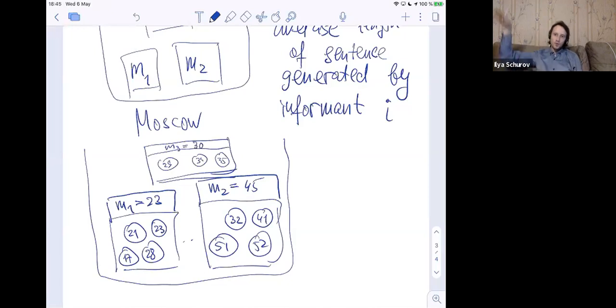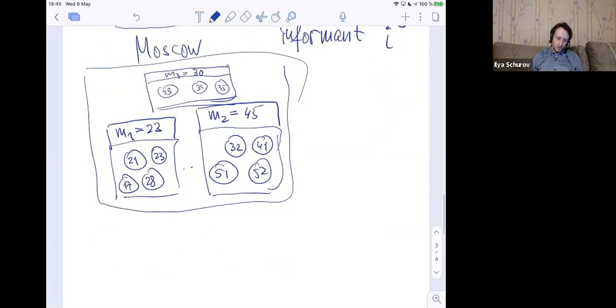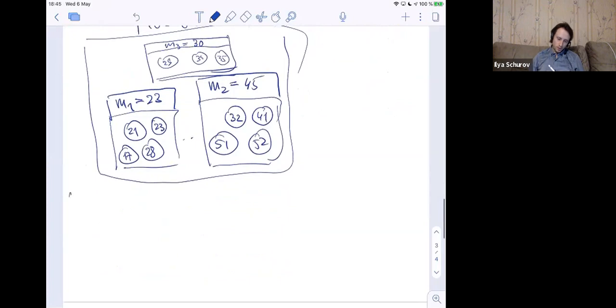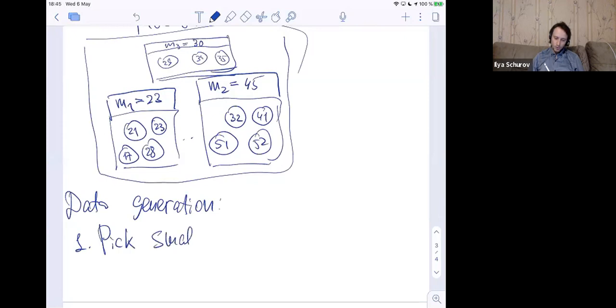So I have a box that consists of smaller boxes. And my data generation process is the following. I pick a random smaller box from this large box. So data generation: first, pick a small box from the large box randomly.